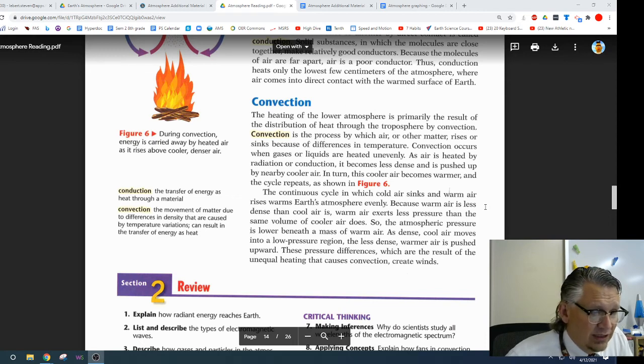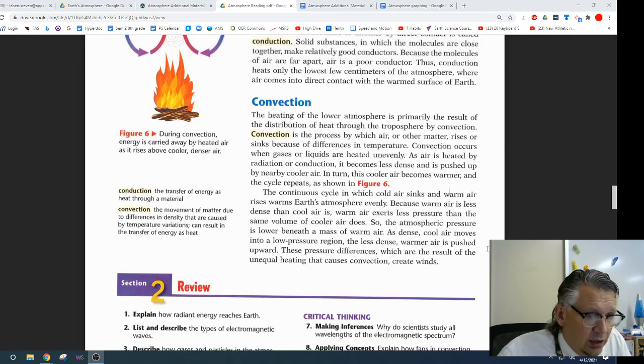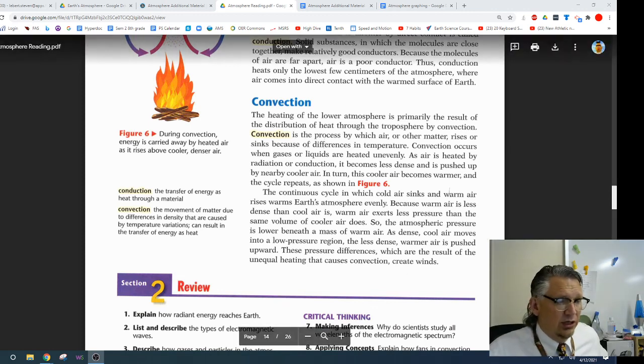Because warm air is less dense than cool air, the warm air exerts less pressure than the same volume of cooler air. So the atmospheric pressure is lower beneath the mass of warm air. As dense air moves into low pressure regions, the less dense, warmer air is pushed upwards. This pressure difference, which is the result of unequal heating, causes convection and creates wind.